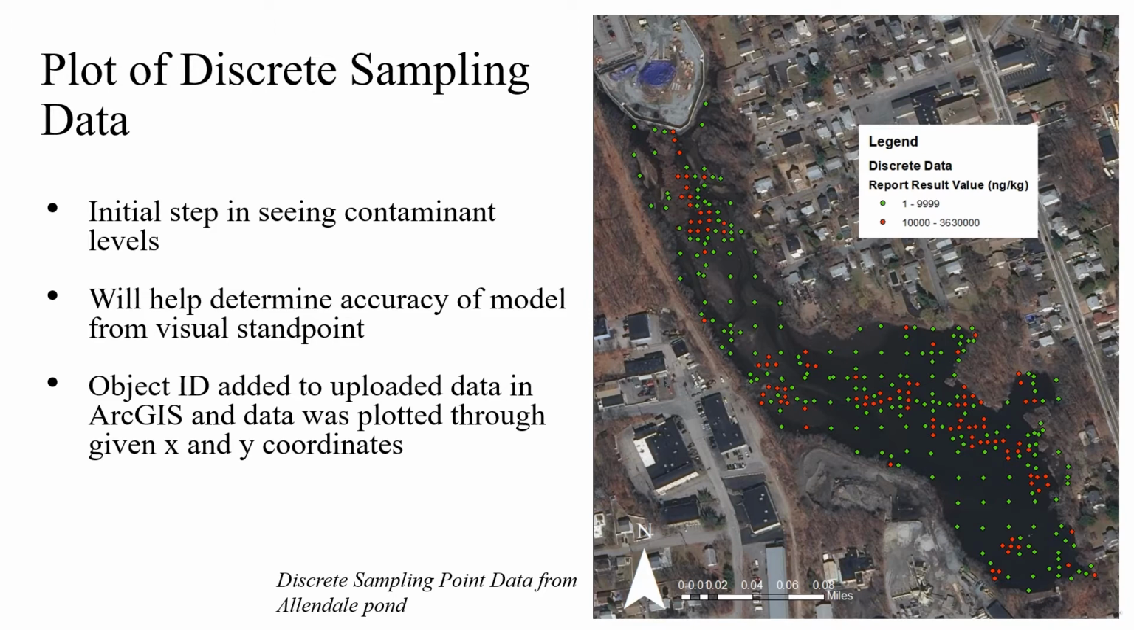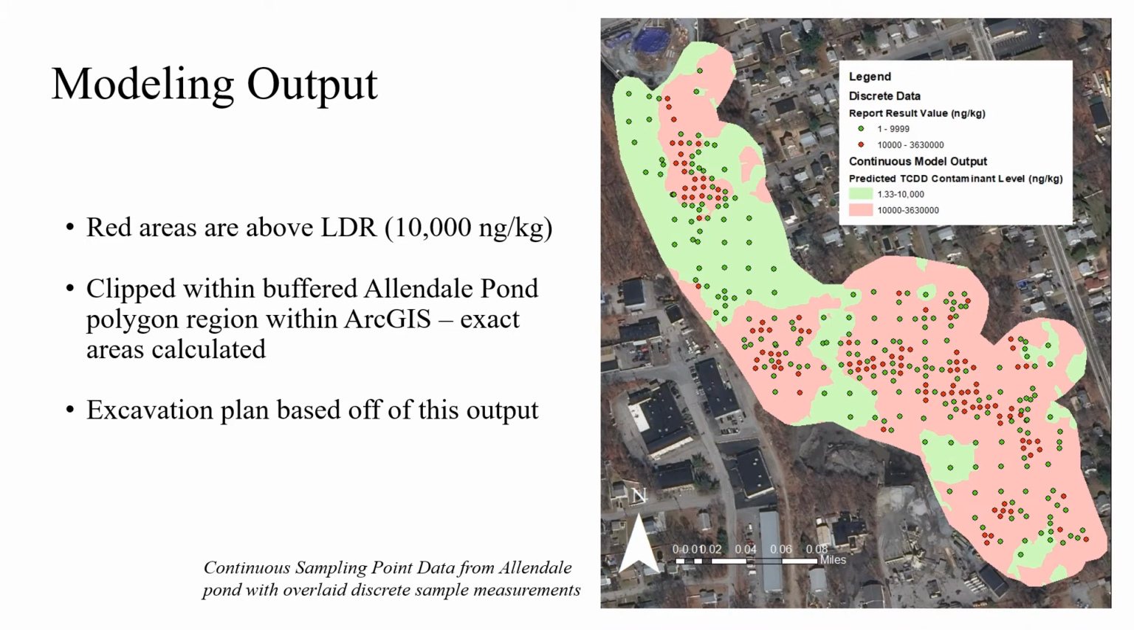Several modeling techniques were investigated. The most statistically accurate modeling type was ordinary kriging with a logarithmic transformation applied to the discrete sampling points, shown above. The ordinary kriging model outputted a continuous concentration map from which we can pull sediment volumes from. Areas shown in red are above our LDR limit, and ArcGIS allows us to see their respective areas, which we can then transform into volumes, knowing the average sediment depth refusal of each area.